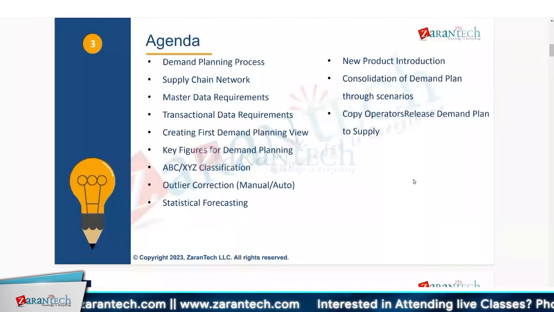Okay, so in agenda we have demand planning process, a high level process. How does the demand planning process work in the framework of IBP? Then we have a supply chain network, which basically takes the input from the output of the demand planning process. Master data requirement, this is one of the most important and key factors of the IBP process. What is meant by the transactional data, and what are the requirements of transactional data?